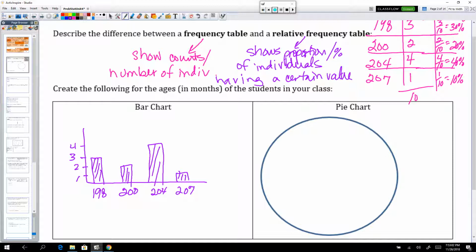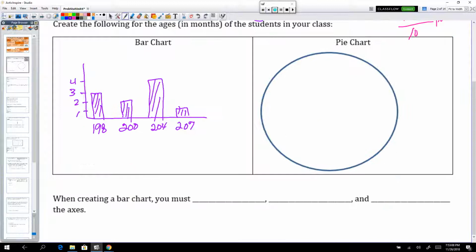And then always remember, you guys have probably noticed that you keep losing points on your labs for not doing this. Make sure that you draw, label, and scale your axes, right? You've been losing points on your labs if you haven't been doing that. So here you would label this age in months. You've already scaled it, right?